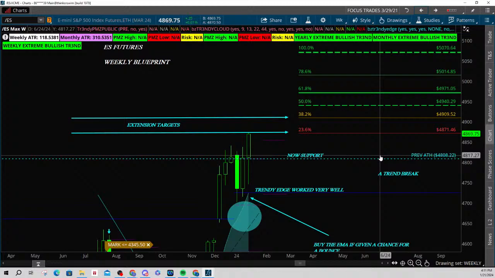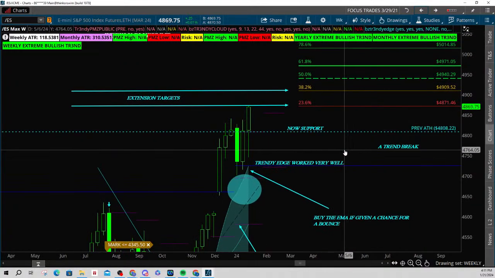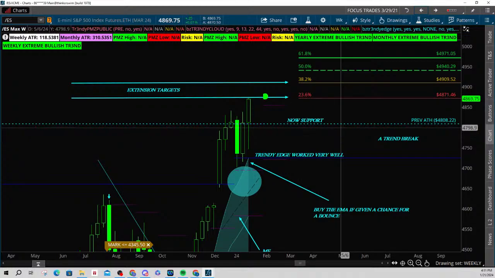All right. Now, this is your new support. It says now support, and I like to finish with it is support until proven otherwise. All that means, guys, is that if we come back here, I'd expect a relief bounce.